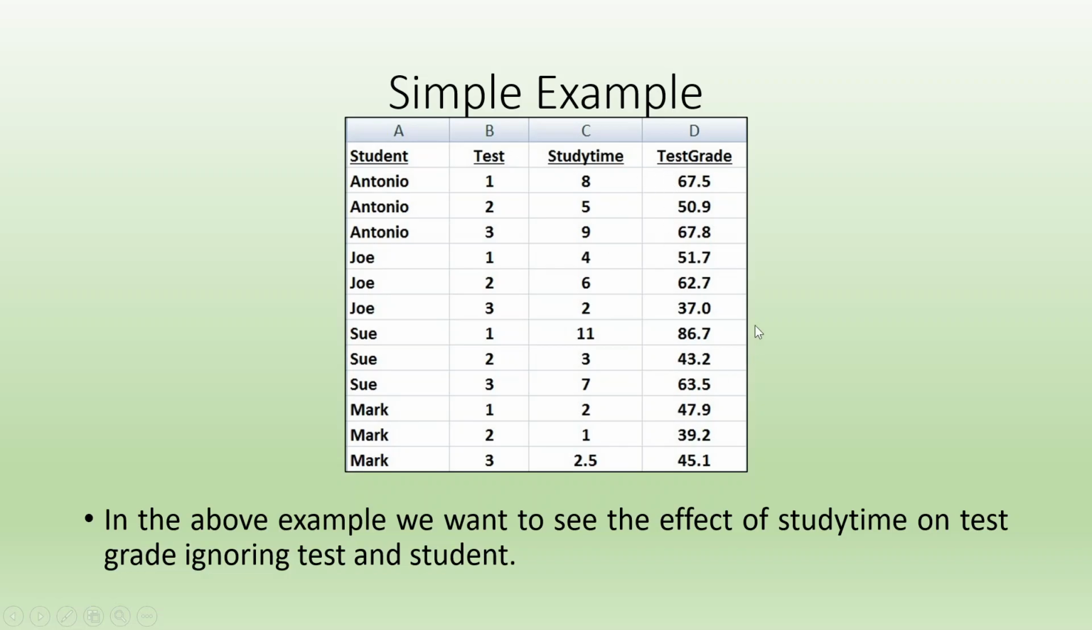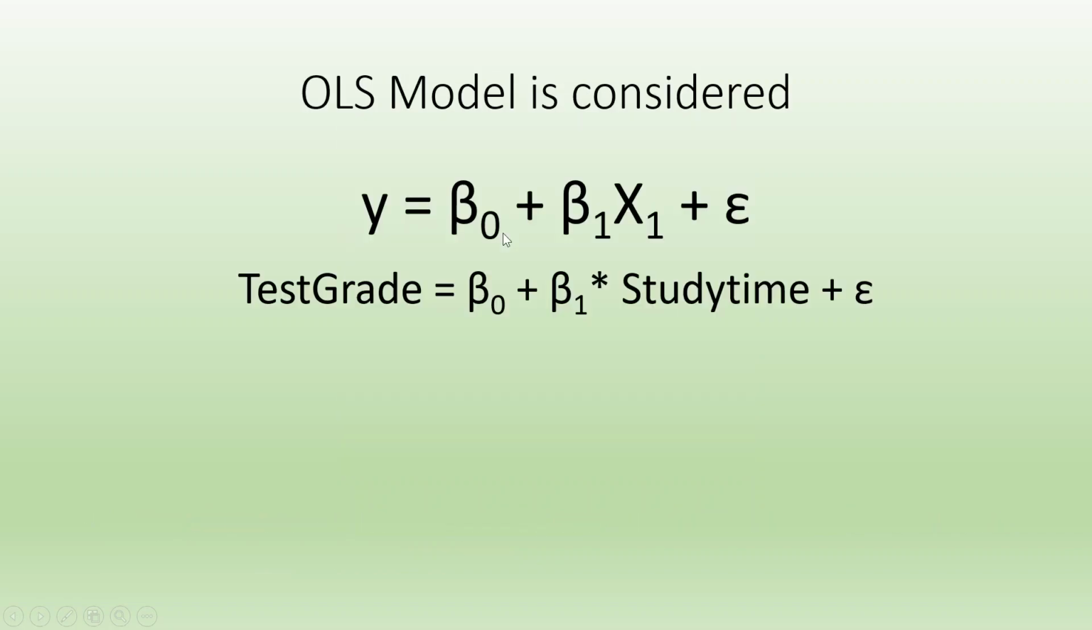Consider that the test grade of a student depends on the study time. Here, we are completely ignoring the cross-section unit, that is a student, or the time period unit, that is a test. So, it is a normal OLS. Y is equal to beta 0 plus beta 1 x1 plus the error term. So, our belief is that the test grade is completely dependent on study time. So, test grade is equal to the intercept plus beta 1 multiplied by study time, where beta 1 is the slope, plus error term. This particular type of regression, which is known as pooled OLS, I have already discussed in my previous video. Kindly refer to it.